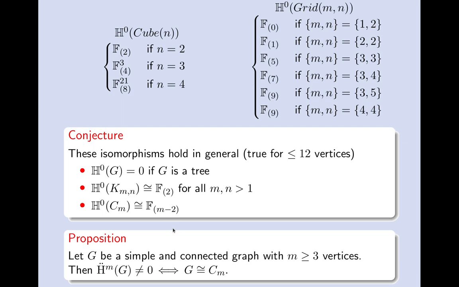And now, we can, however, use this knot homology to prove something about the Überhomology, a sort of detection result for the Überhomology. In particular, if G is a simple and connected graph with at least 3 vertices, then the Überhomology in its maximal degree is going to be different from 0 if and only if G is the cycle graph with m vertices. And here I mean the Überhomology, not the knot homology.